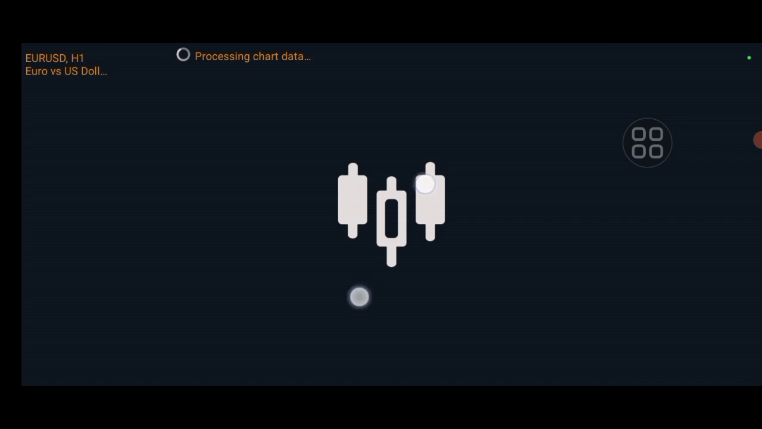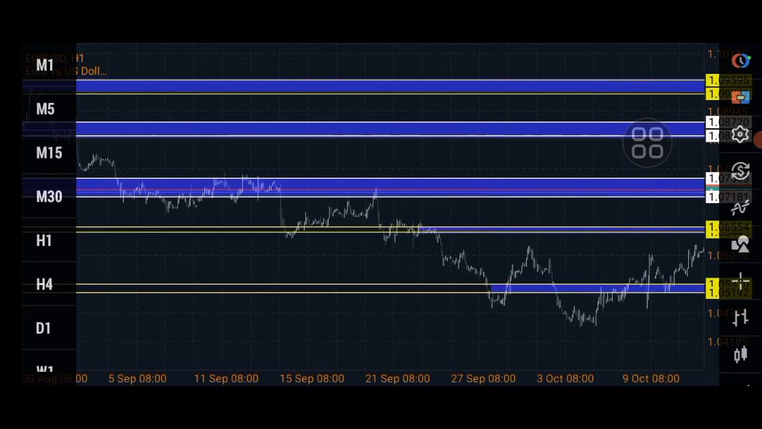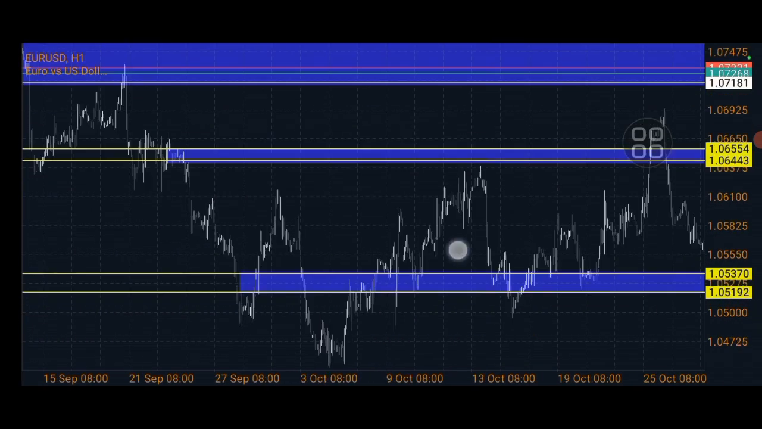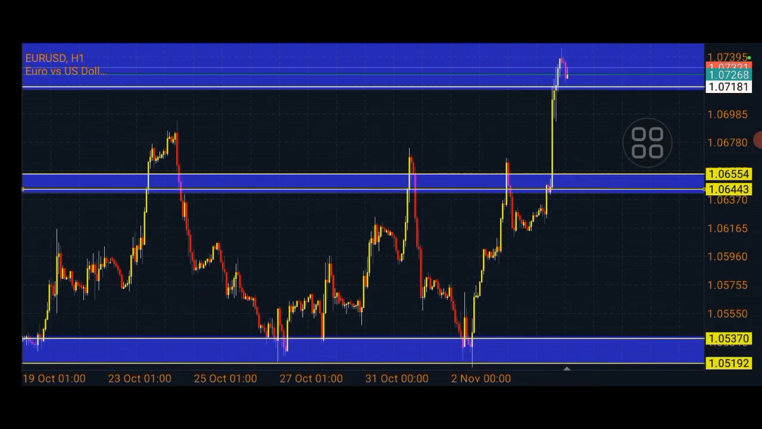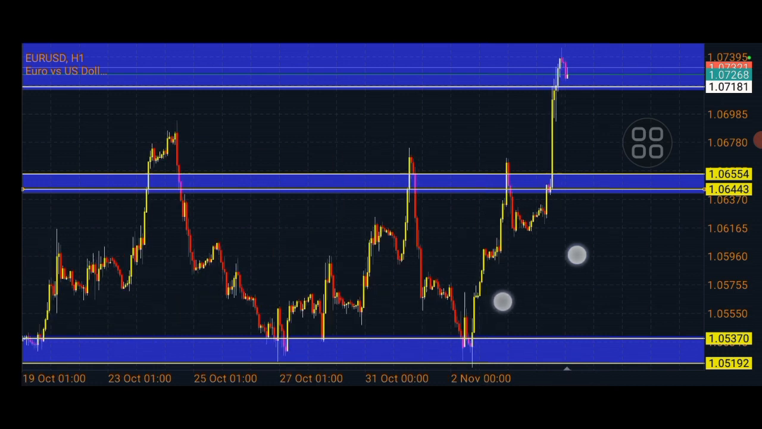Why is this chart wasting time to load? Yeah, H1. So this is H1. Let me see current zones and levels. Okay. Yeah, as time goes on, I will keep an update.